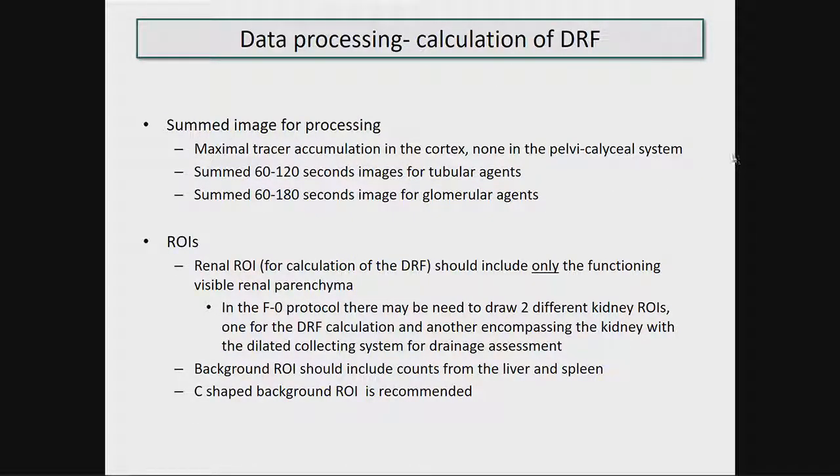As for the calculation of the differential renal function, we should use for drawing the regions of interest the images that show the maximum tracer accumulation in the cortex, and ideally none in the pelvicalyceal system. So for MAG3, it's the summed 60 to 120 second image. For DTPA, it's the summed 60 to 180 second image, reflecting the different uptake mechanisms of these tracers. As for the regions of interest, the renal ROI for the calculation of the DRF should include only the functional visible renal parenchyma.